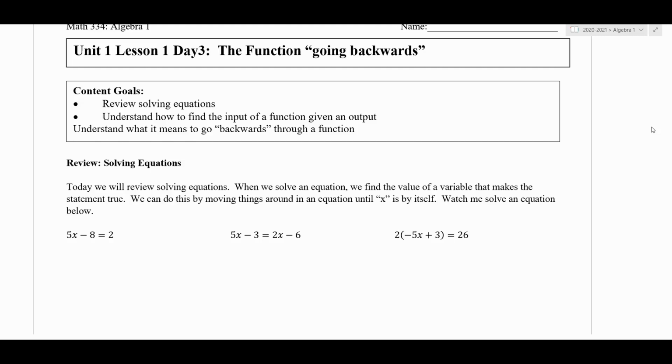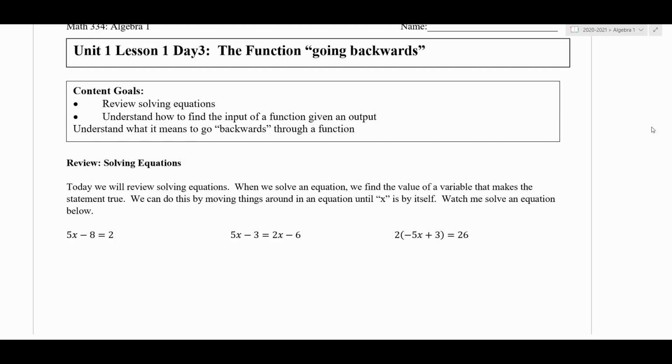We're going to be talking more about the function today, and today we're going to talk about something called going backwards, right? How do we go backwards through a function? To do that, we need to make sure that we understand how to solve equations, which is something you guys probably learned back in 8th grade math. You probably learned how to solve simple equations.